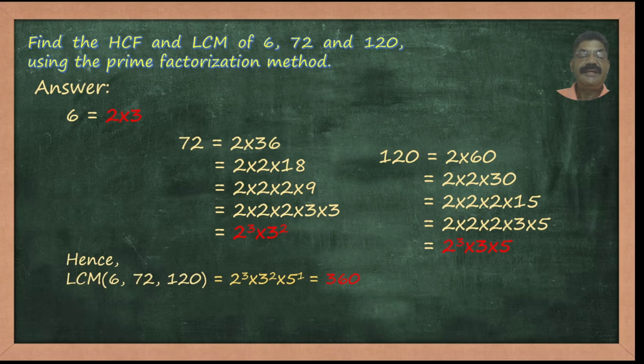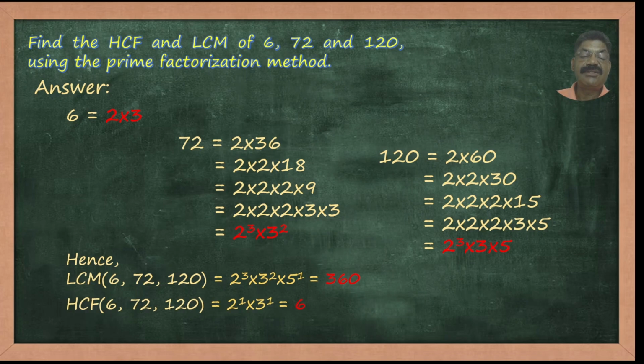Now, to write the least common multiple, you have to consider all the factors present in all the factorizations and you have to consider the highest power. Now 2 is present. The highest power of 2 is 3. So 2 cube. 3 is a factor. The highest power of 3 is 2. Therefore, into 3 square. 5 is present. The highest power of 5 is 1. Therefore, the least common multiple of 6, 72 and 120 is equal to 2 cube into 3 square into 5, which is equal to 360.